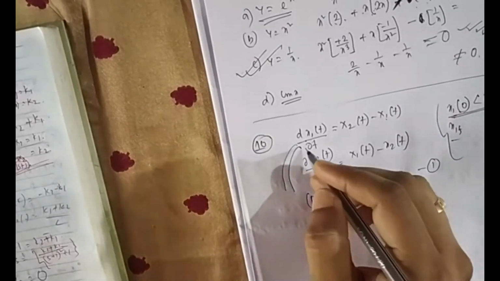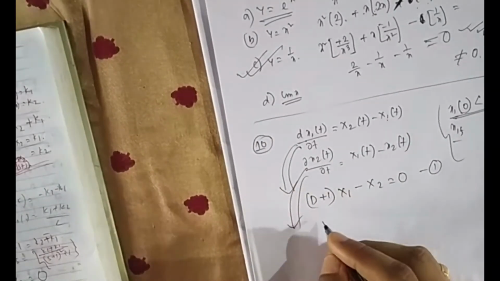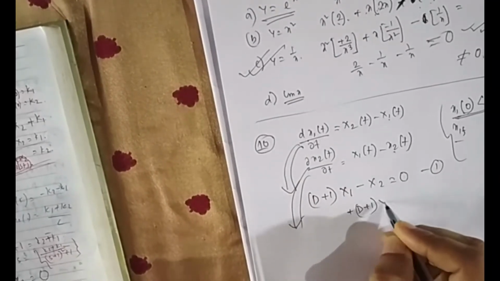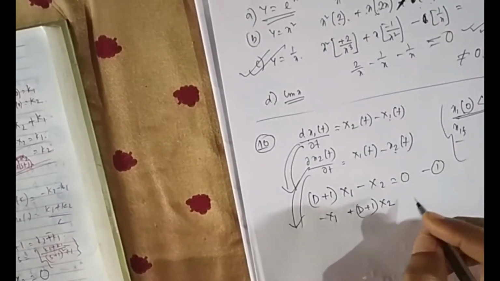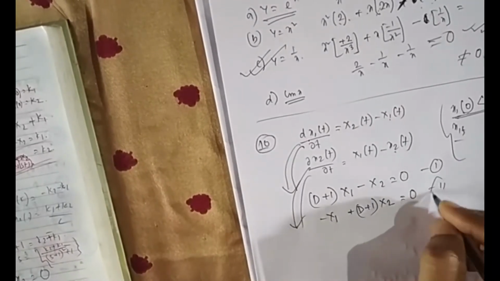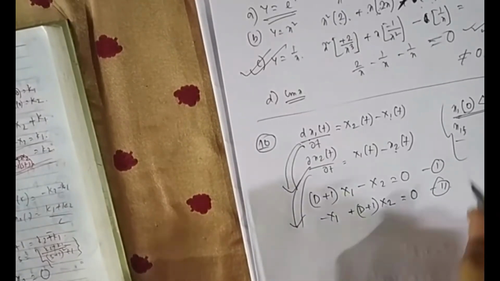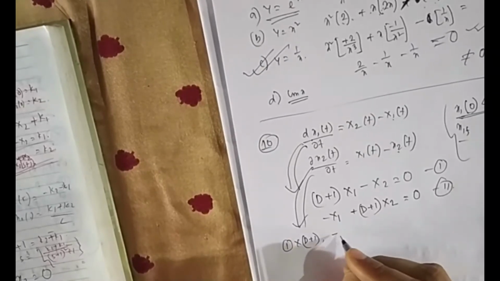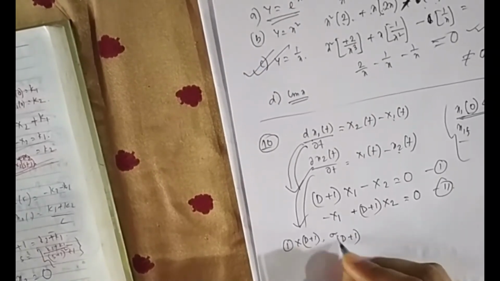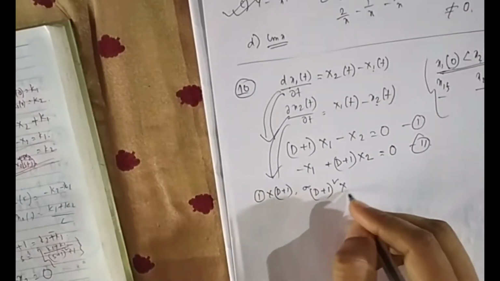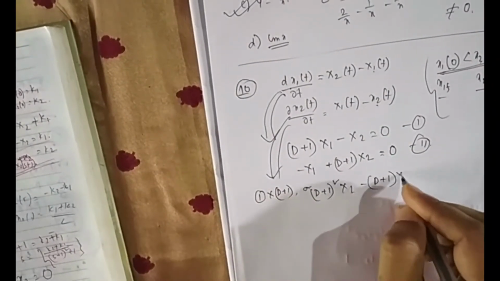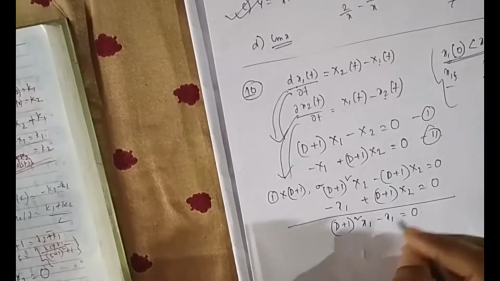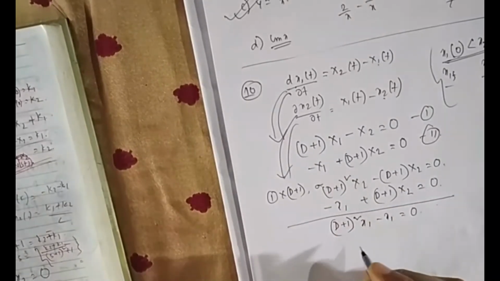This is my first equation. From the second one, if you put this D, it will be Dx2 on this side, so (D plus 1) x2 minus x1 is equal to 0. Now if you solve this, equation 1 multiplied with (D plus 1) and then you add it with 2. Okay, let me do it. (D plus 1) whole square x1 minus (D plus 1) x2 is equal to 0. Finally if you add these two, you will get this one.